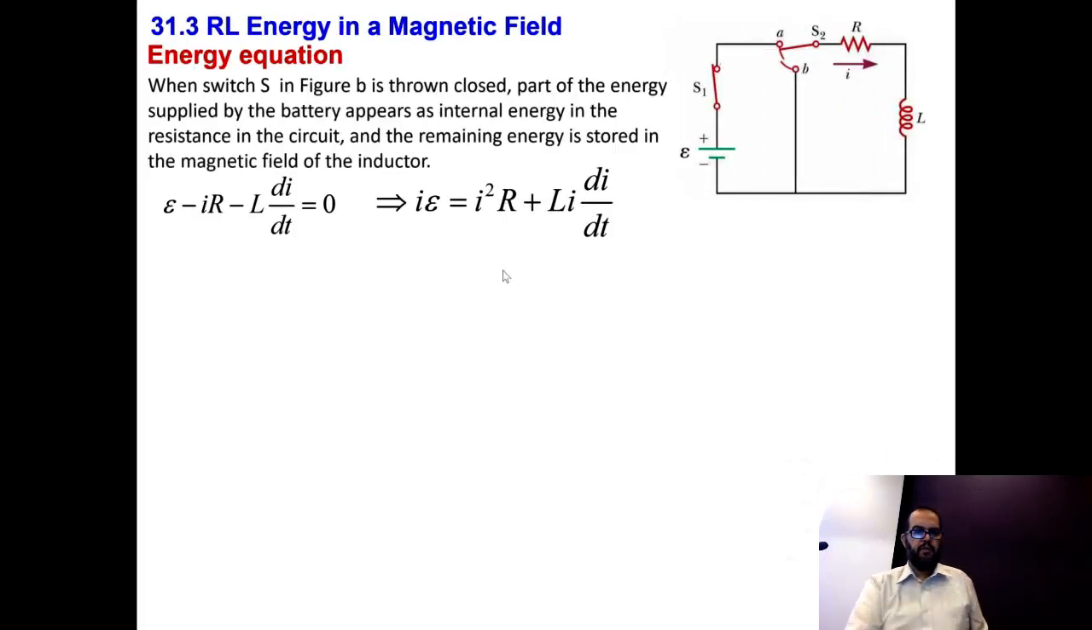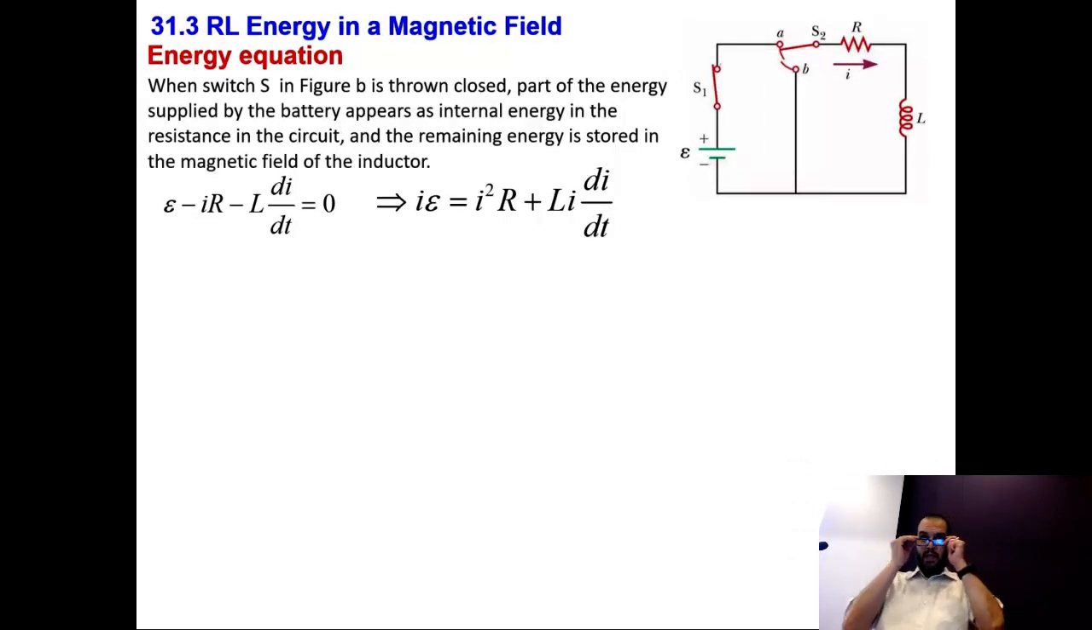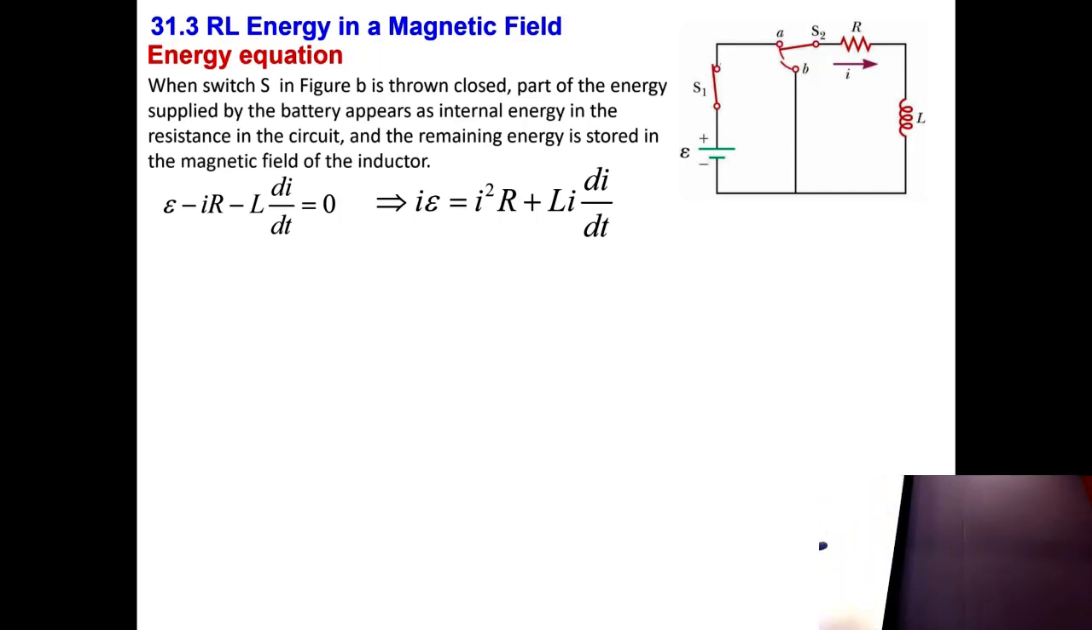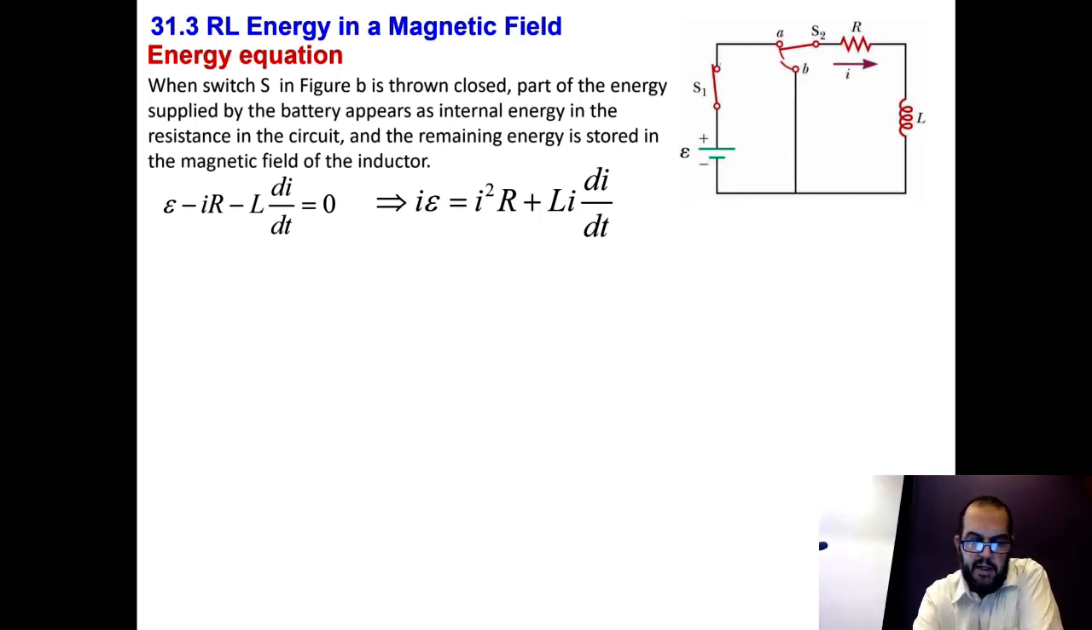Okay, so remember we had written the loop equation for this circuit, and we said it's E minus Ri minus L di/dt is equal to 0. If we multiply this equation by the current flowing through the circuit, we obtain the power. So notice this is the power through the battery, this is the power through the resistor, and this is actually the power through the inductor.